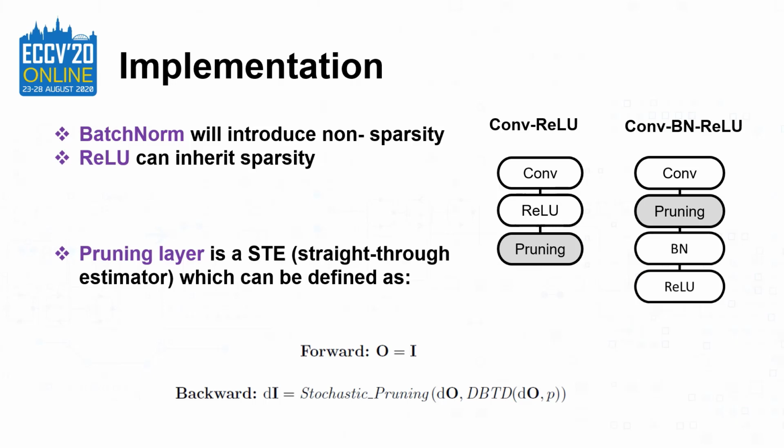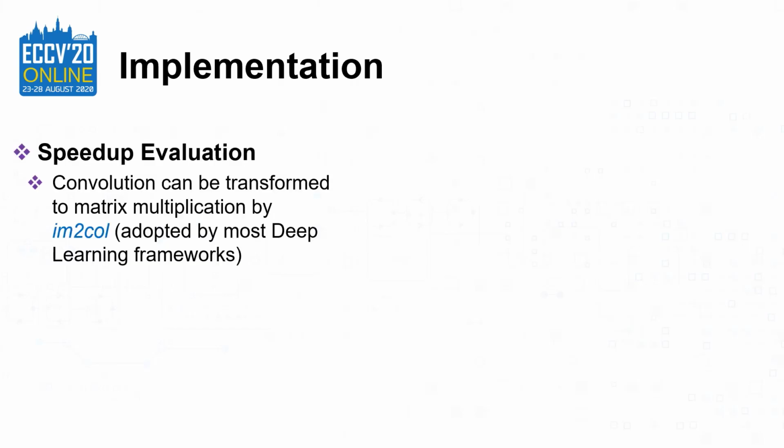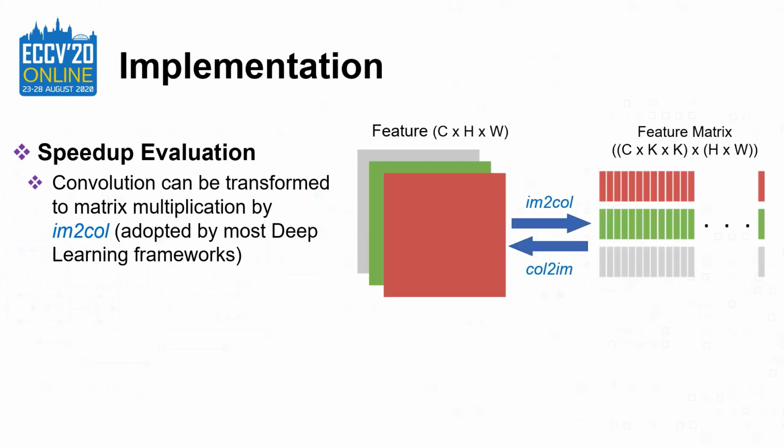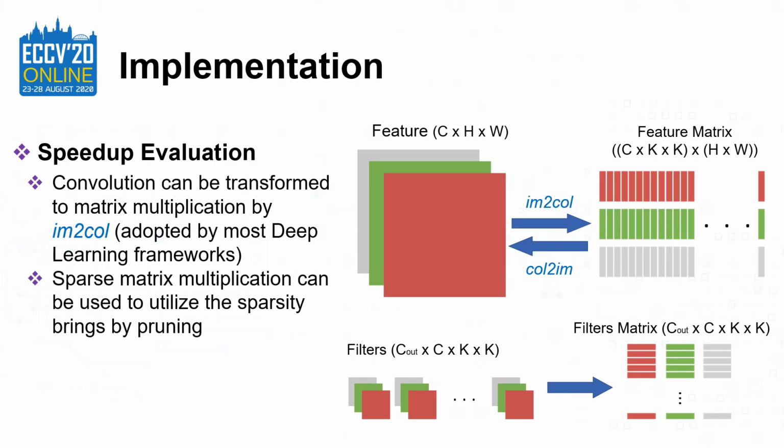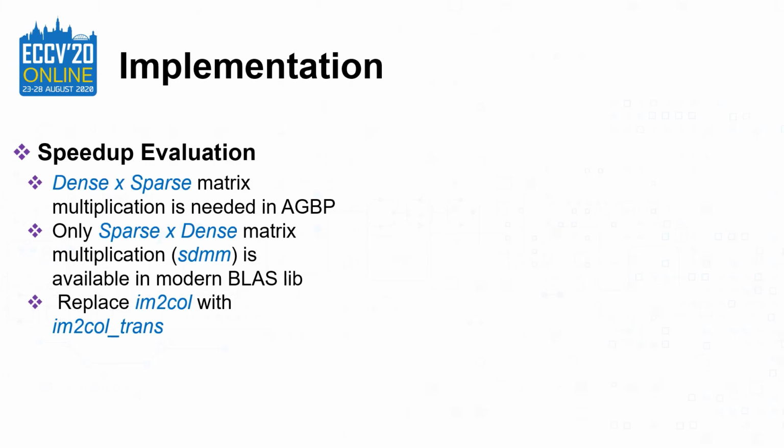Most modern deep learning frameworks including Caffe convert convolution into matrix multiplication by applying the combination of image to column and column to image functions. The former turns a 3D feature map tensor into a 2D matrix by data reuse, and the latter is the inverse function of image to column. So the acceleration of training with sparse activation gradients can be accomplished by replacing the original matrix multiplication with sparse matrix multiplication.